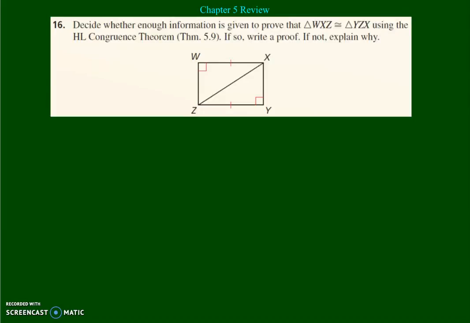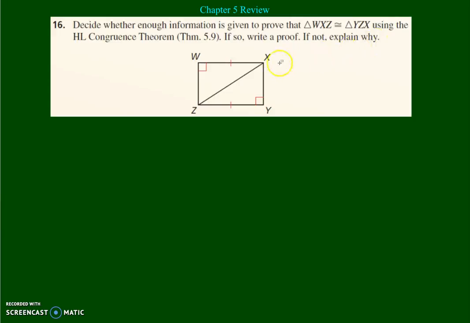This session is a continuation of the Chapter 5 review, starting with Problem 16. In Problem 16, we're asked to decide whether enough information is given to prove that triangle WXZ is congruent to triangle YZX using the hypotenuse leg congruence theorem. If so, write a proof. If not, explain why not.